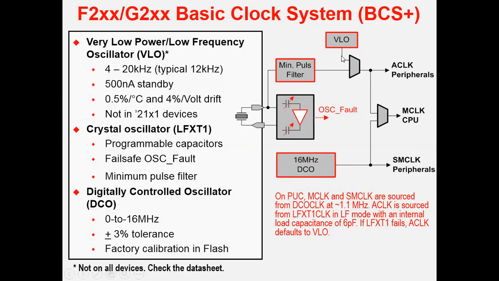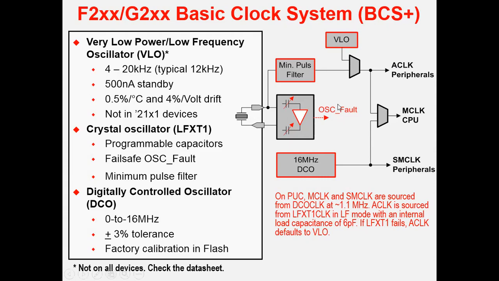Hence, one of the inputs for getting A clock is also derived from VLO, where VLO is very low frequency and very low power. It can have from 4 to 20 kilohertz, typically 12 kilohertz. So which is very much less than the frequency from the low frequency oscillator LFXT1. Hence, whenever it requires a very low frequency, it gets it from VLO only.